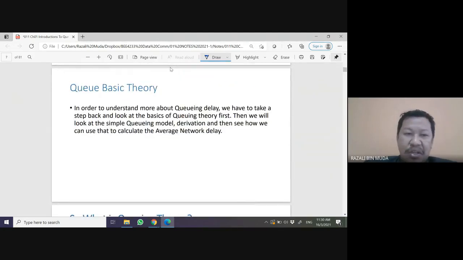Queue basic theory. In order to understand more about queuing delay, we have to take a step back and look at the basics of queuing theory. Then we will look at the simple queuing model, derivation, and see how we can use it to calculate the average network delay. Why do we need to know about queue theory? We need to calculate the average delay of the network. We need to be able to predict the delay.